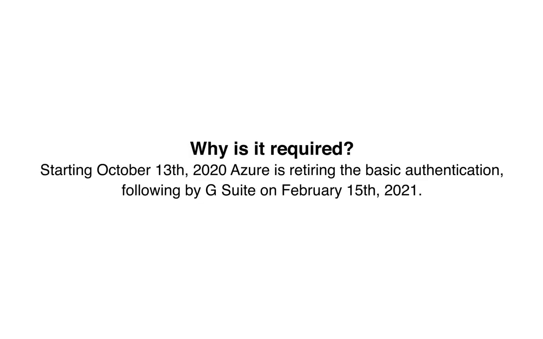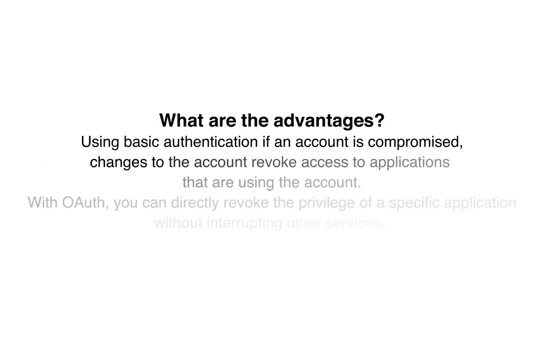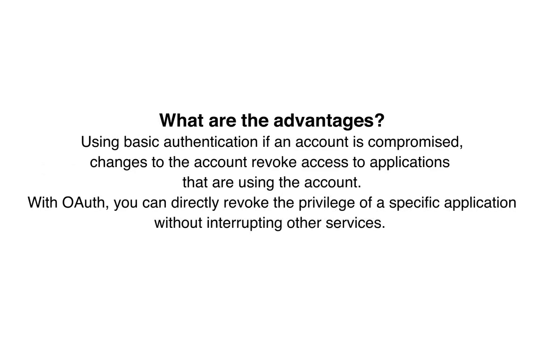Why is it required? Starting on October 13, 2020, Azure AD is retiring their basic authentication, followed by G Suite on February 15, 2021. What are the advantages? Using basic authentication, if an account is compromised, changes to the account revoke access to applications that are using the account. With OAuth, you can directly revoke the privilege of a specific application without interrupting other services.